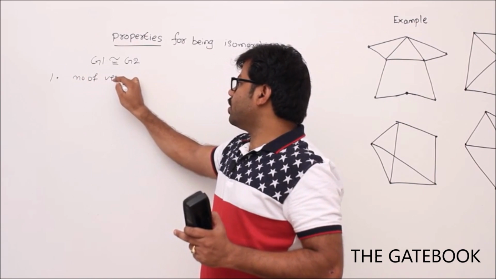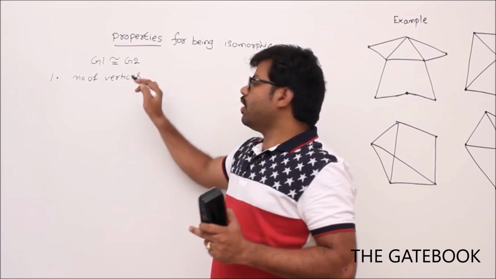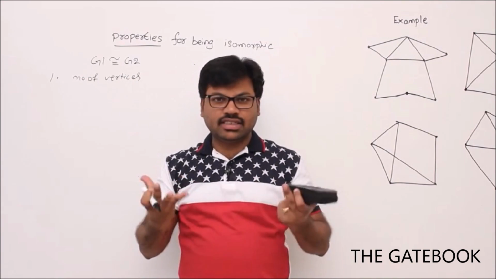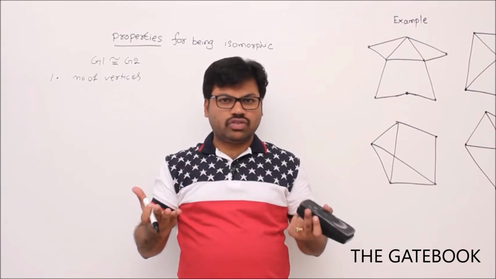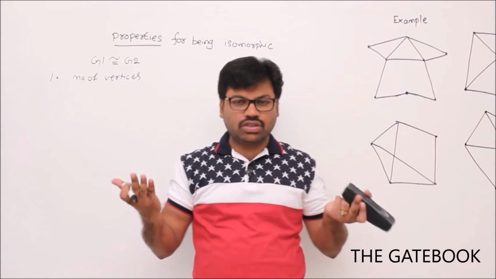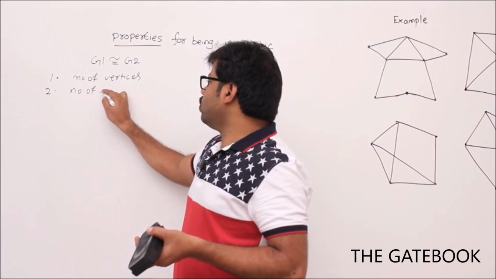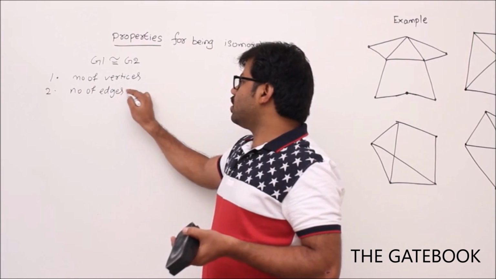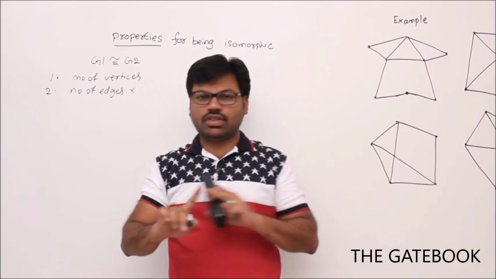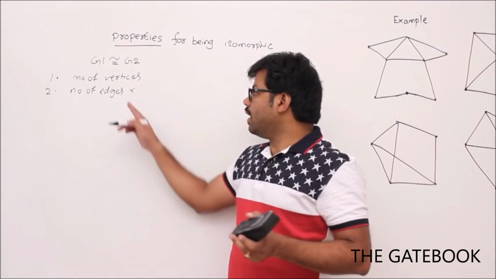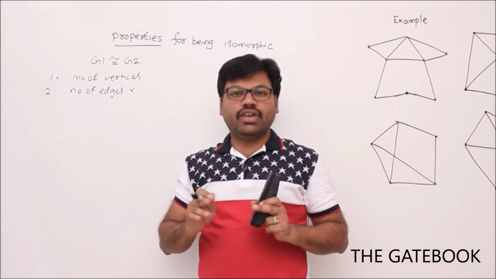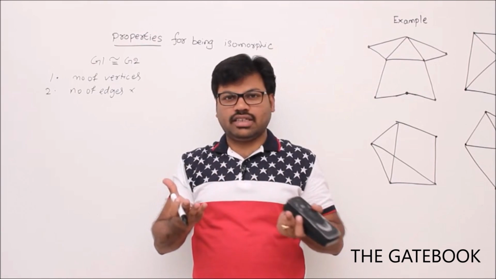Okay, number of vertices. What about number of edges? So we know that it's about adjacency, like two graphs should have the same structure. For that, the number of edges also should be the same. If the number of edges are not the same, then two graphs are not isomorphic. Second one, it is a necessary condition. If the number of edges are the same, it doesn't mean that the structure is the same, right?